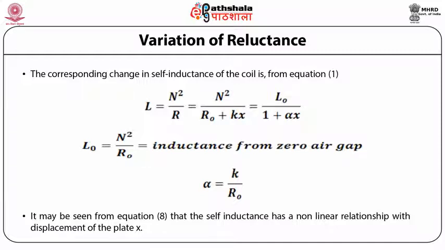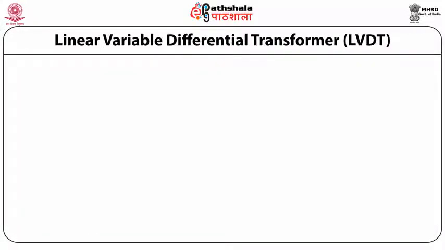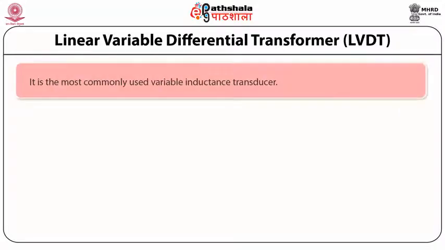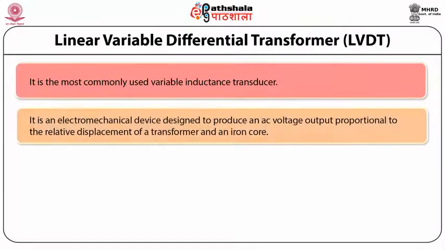This can be converted to a linear relation by a push-pull variable reluctance transducer in the AC bridge. Let us now discuss the linear variable differential transformer, LVDT. It is the most commonly used variable inductance transducer. It is an electromechanical device which is designed to produce an AC voltage output proportional to the relative displacement of a transformer and an iron core.